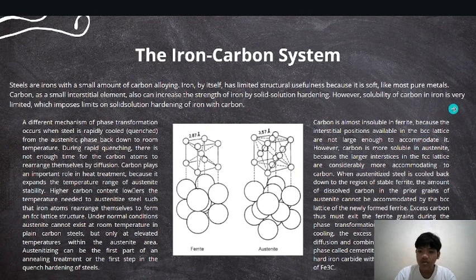Carbon is almost insoluble in ferrite because the interstitial positions available in the BCC lattice are not large enough to accommodate it. However, carbon is more soluble in austenite because the larger interstices in the FCC lattice are considerably more accommodating to carbon.